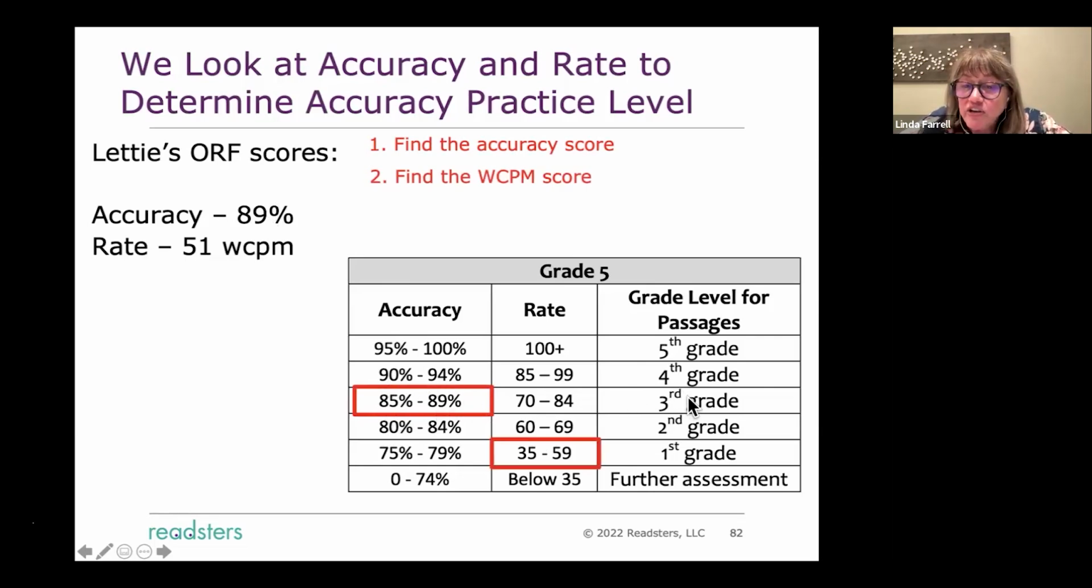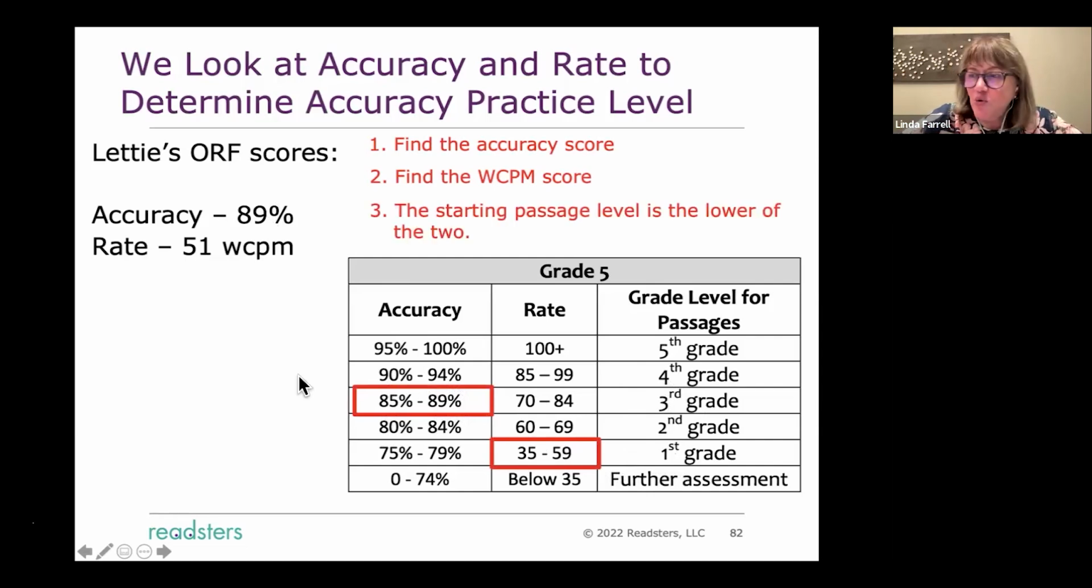If it were only accuracy, we'd start at 3rd grade. But you know what? We're going to start her and get her to read 1st grade passages accurately. And that's how we determine, we're not going to practice with grade level passages. We look at their accuracy and at their rate. So let's keep going. And when we look at both, I'm going to start with 1st grade materials because I choose the lower of these two. Probably going over that too fast.